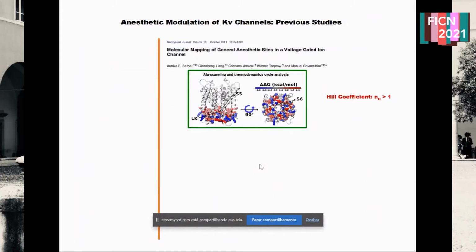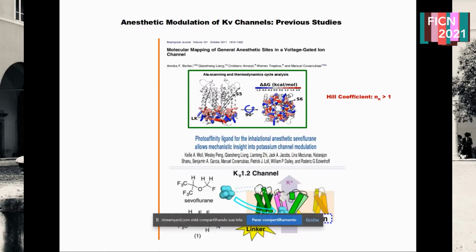These results are consistent with past findings by Kovalenko and co-workers, showing that alanine replacements at the S4-S5 linker drastically impact the energetics of anesthetic interaction with the channel. And more importantly, it's highly consistent with Eckenhoff and co-workers, showing very independently that SEVO can protect the S4-S5 linker and the S5-S6 interface in photolabeling experiments. Protection is higher at the S4-S5 linker, which is pretty much consistent with our calculations.